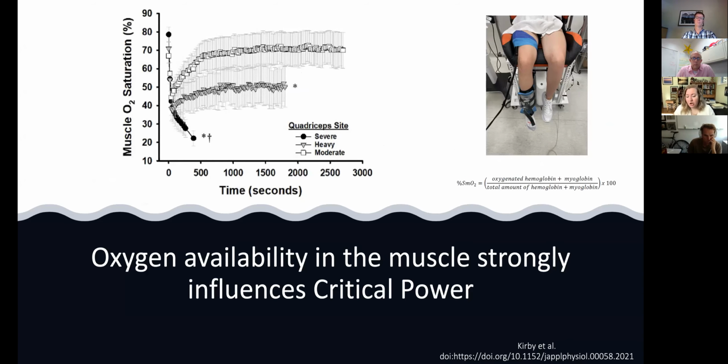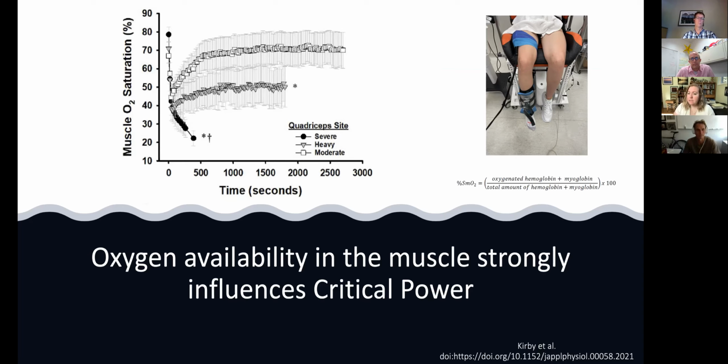So in a study done by Kirby, which came out this year and was done actually at Nike, which I think is pretty cool, they looked at oxygen saturation in the muscle. They used this equation on the right to determine that percentage of oxygen saturation. They had subjects perform knee extension, and there's a picture of our knee extension machine up here. They measured the oxygenated hemoglobin and total amount of hemoglobin with a NIRS. NIRS stands for near infrared spectroscopy.